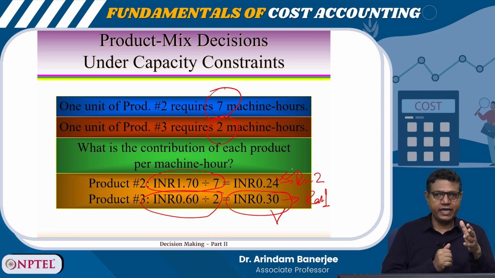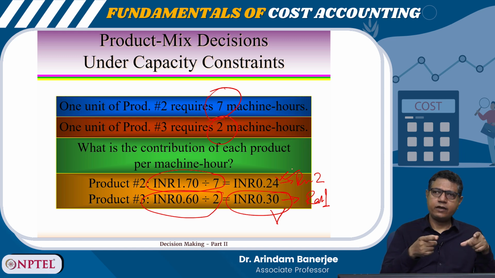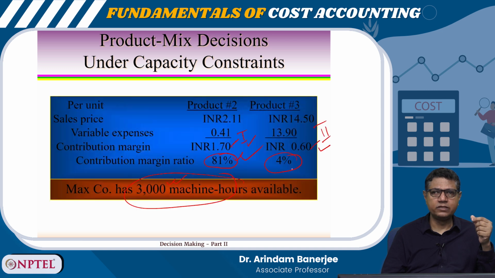Say, for example, the example which we have discussed just now, there the constraint is the machine hour. So I can calculate the contribution margin per unit of machine hour, right? And we have seen in the example that when there is no constraint, the first product is giving 81% contribution margin, whereas the second product is giving only 4%, right? So ideally I should go for which product? Of course the first product, which is giving me a huge contribution margin.